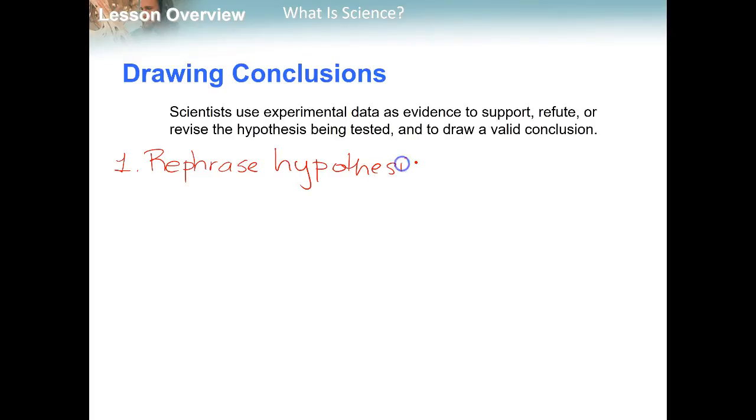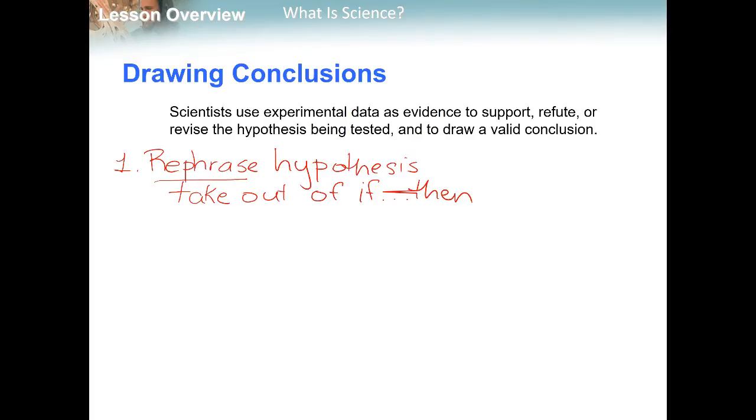And people have difficulties with this. Rephrasing means take it out of the if-then statement. We are no longer testing, so we don't need the cause and effect. So we're going to take it out of that if-then statement, and we're going to say the grass in group B grew because nitrogen was present. We've taken it out of the if-then statement.